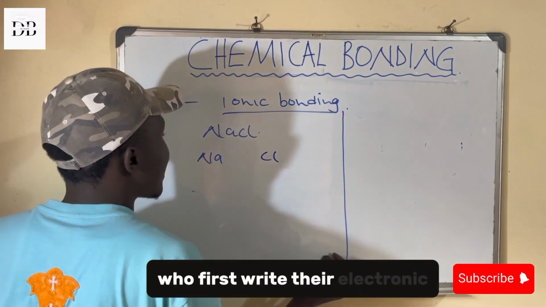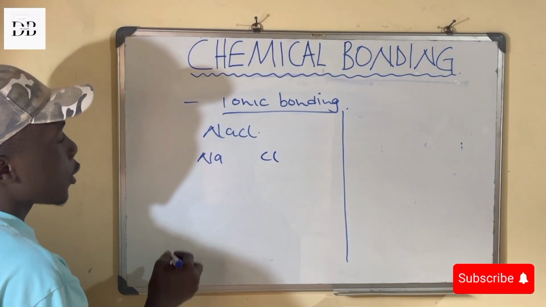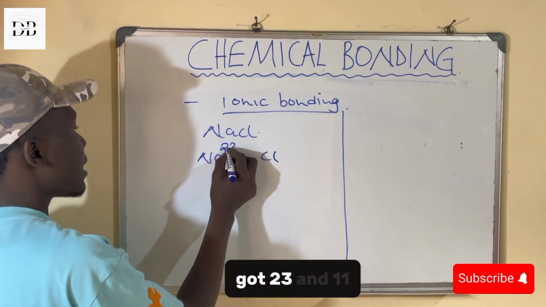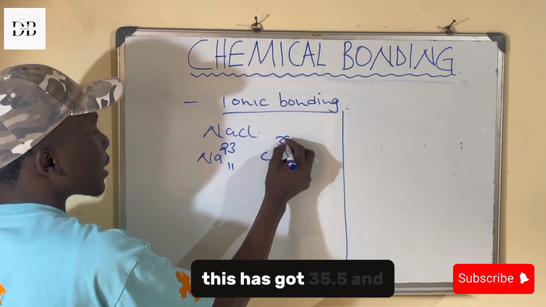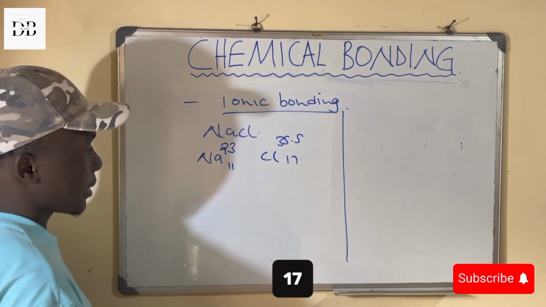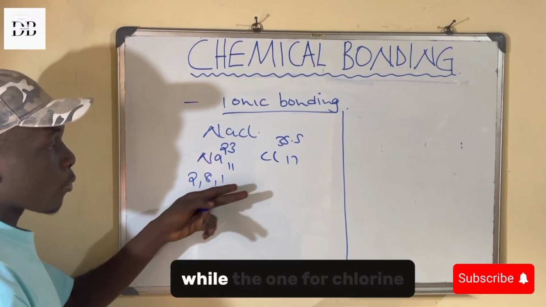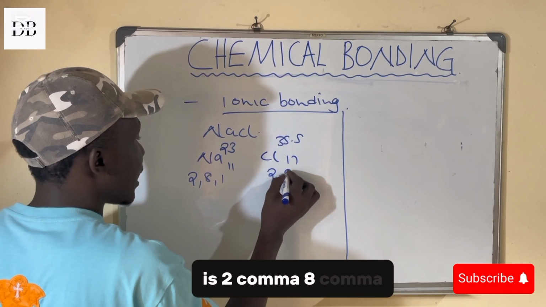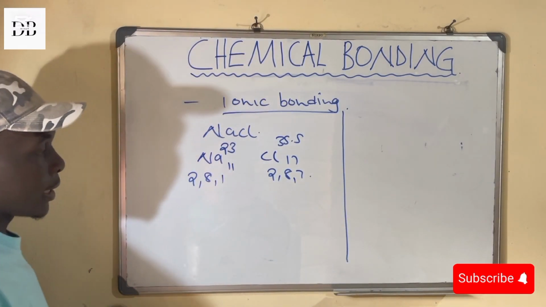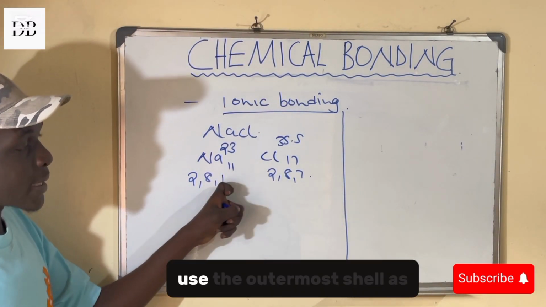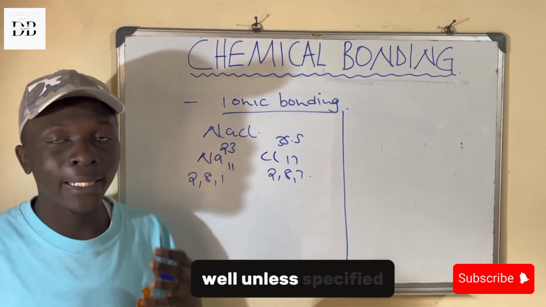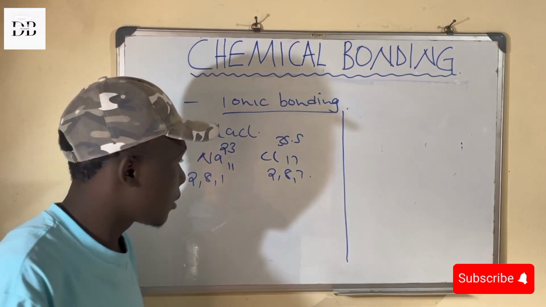We'll first write their electronic configuration. We know that sodium has 23 and 11, and chlorine has 35.5 and 17. So the electron configuration of sodium is 2,8,1, while the one for chlorine is 2,8,7. In that sense, we only use the outermost shell as well unless specified.